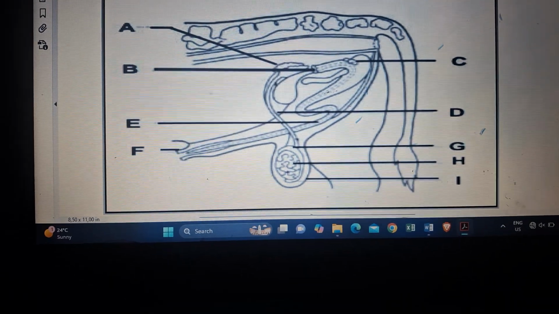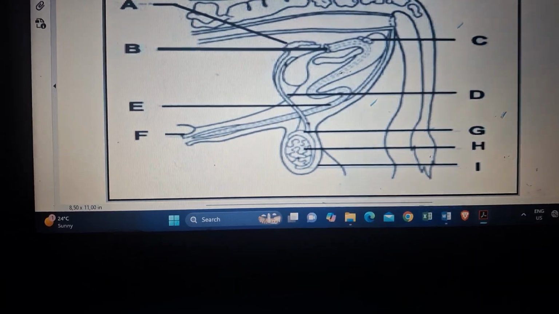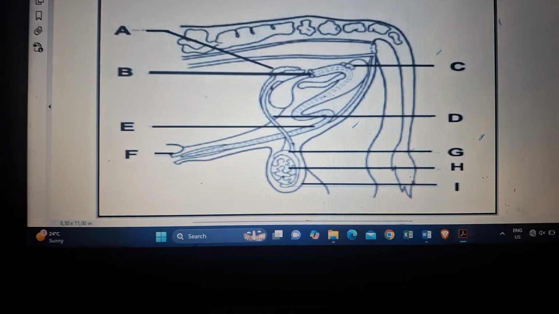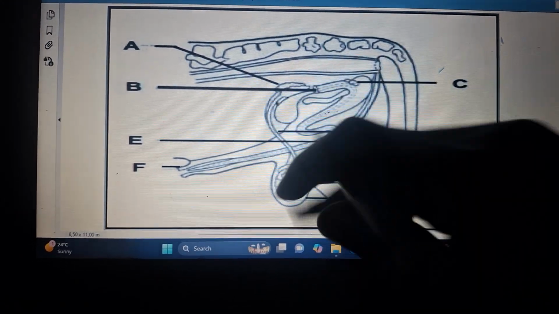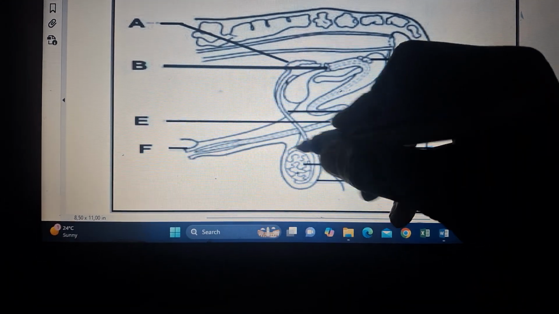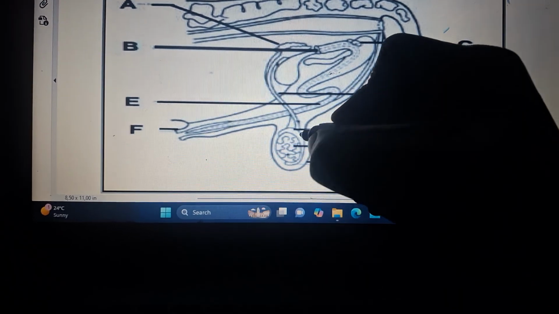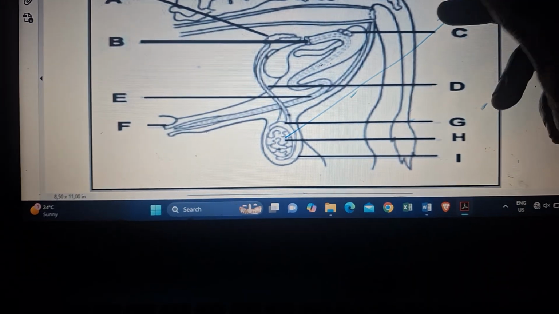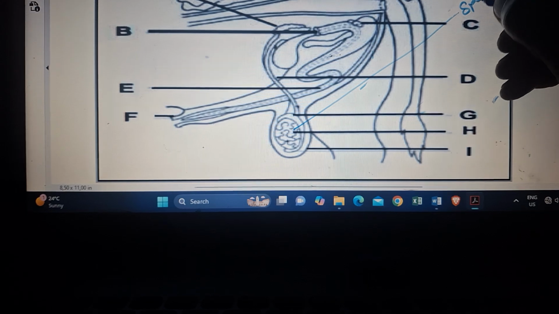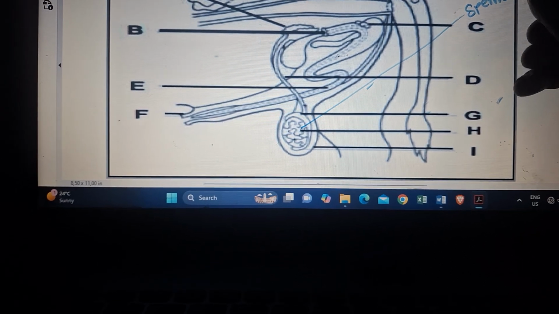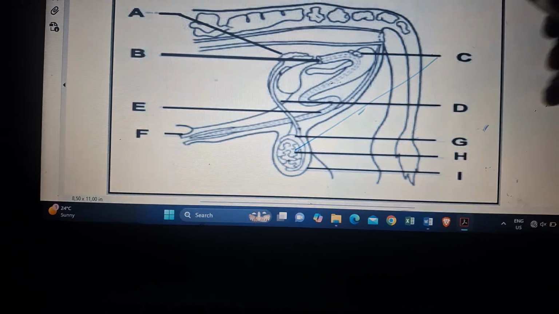All right, welcome back to part 2 of this lesson. Right, so we said the sperm is produced from the testis. So the testis is involved in the process of spermatogenesis. Right, now let's look at how the sperm is produced in there.